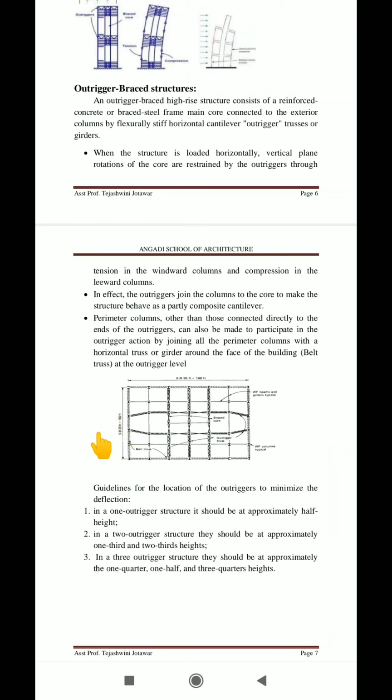So because of these outriggers, the exterior columns which are on the windward side will be under tension, and the exterior columns which are on the leeward side of the outrigger will be under compression, and by doing so the outrigger carries the horizontal loads.